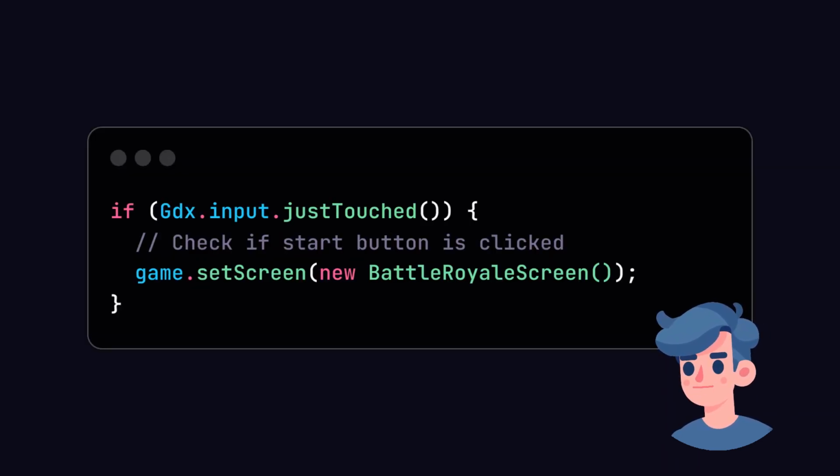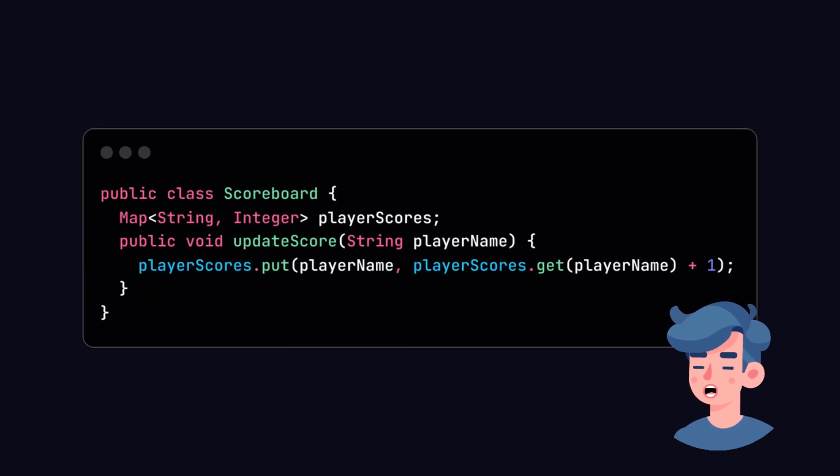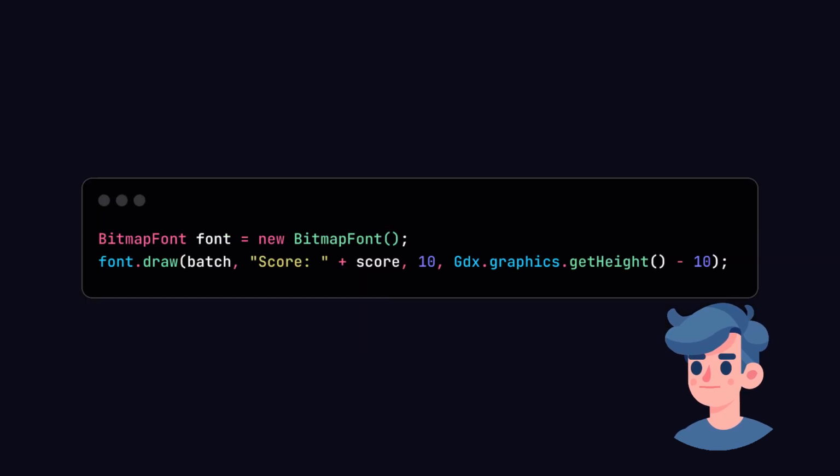In our menu screen, let's add an option to start the game. You can render buttons using SimpleButton or create custom buttons with textures. Make sure to implement a scoreboard system that keeps track of player eliminations and a countdown timer for respawns. To visually represent the scoreboard, use a bitmap font to render scores on the screen.